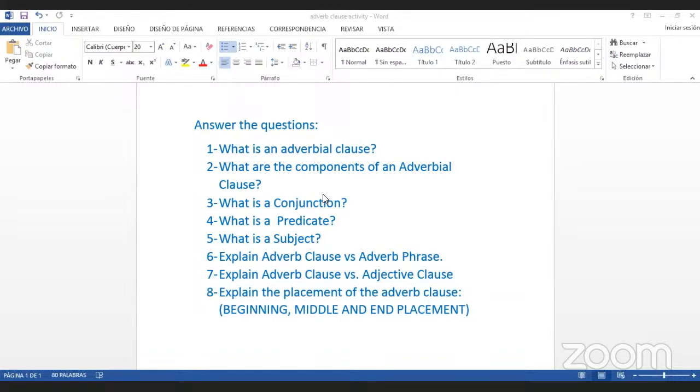And in the case of adverb clause versus adjective clause, an adjective clause uses an adjective to modify a noun or pronoun. Adjective clauses answer the questions which one, what kind, how much, or how many, and they're introduced by relative pronouns such as that, who, whom, whose, and which, or relative adverbs such as when, where, and why.